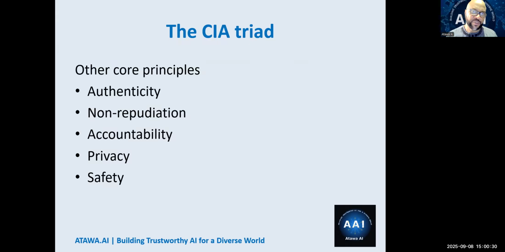So some other core principles include authenticity, meaning that I don't use the word vouch for it, but non-repudiation is a legal term that means that the person cannot deny or repudiate that they did the items, right? And accountability means who is responsible. I want to see what you did on my system. And of course, privacy, self-explanatory, and then safety.